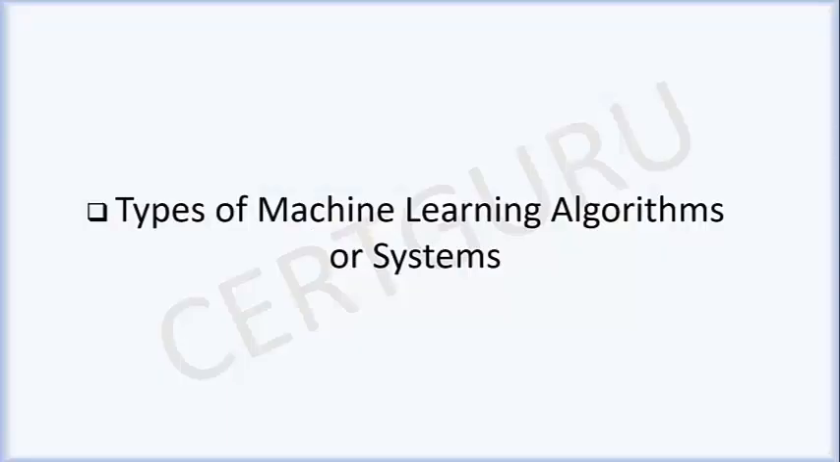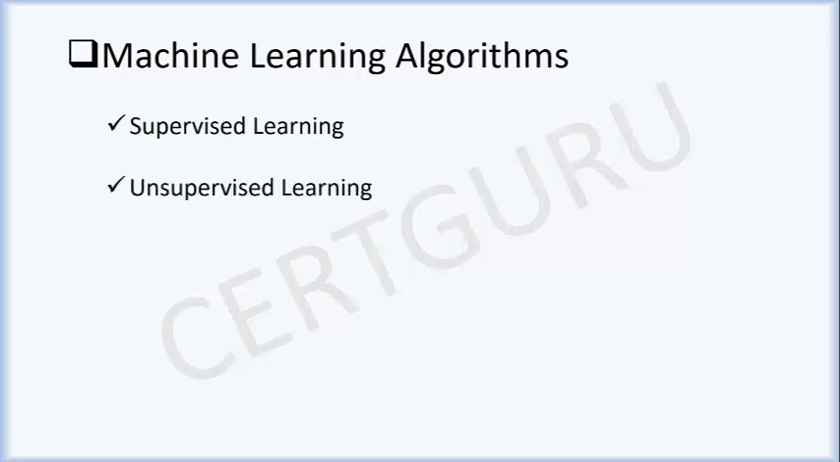Hi, in this video, we will discuss the types of machine learning algorithms. There are so many different types of machine learning algorithms, but they are mainly divided into three main categories based on their working criteria. Those categories are supervised learning, unsupervised learning, and reinforcement learning.